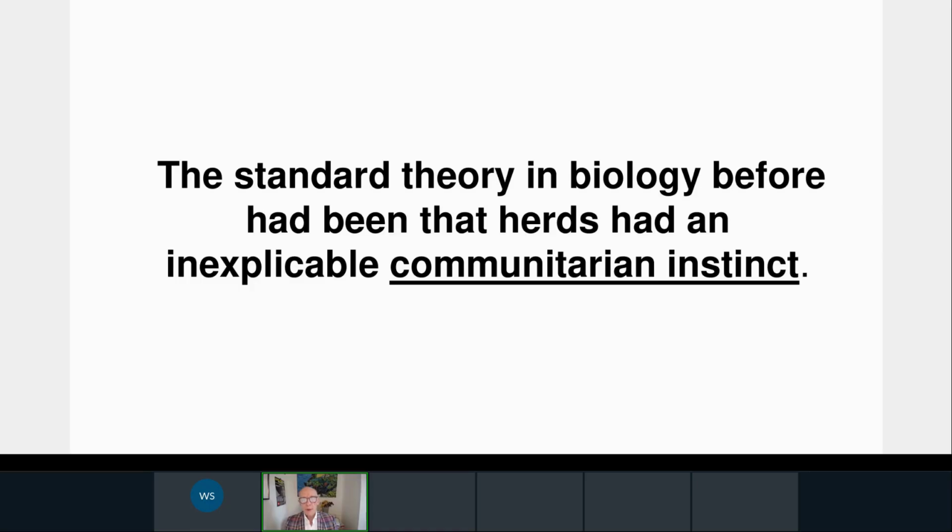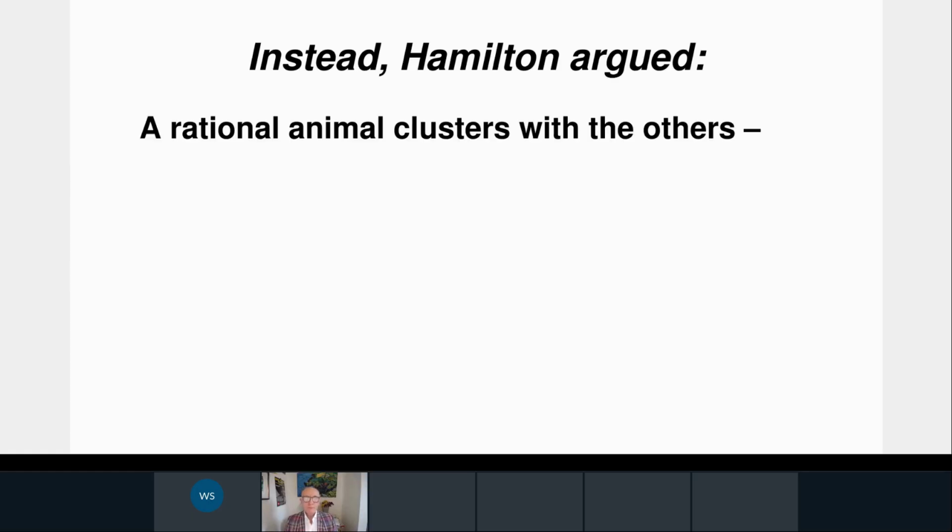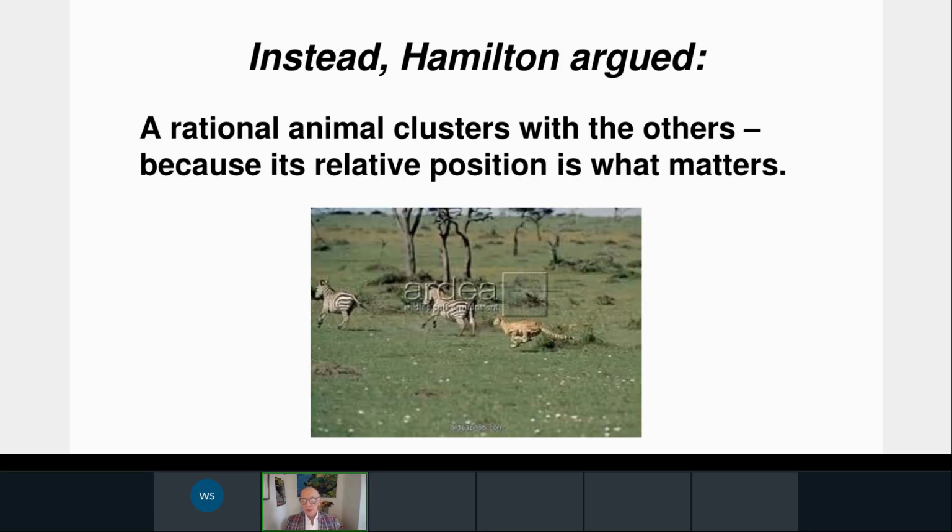Now, before Hamilton, the theory of herd behavior was much more like an assumption, you might say. It was believed by zoologists that animals had some sort of communitarian instinct. They just clustered together, driven by instinct. That's obviously not an explanation, more like a statement of the facts to be explained. Hamilton argued, very much like a microeconomic theorist, actually, I don't know whether he ever studied any economics, that a rational animal clusters with the others because its relative position is what matters. So an animal in the field or under the surface of the ocean and so on has a utility function that is defined on its relative position, that is, position relative to the other animals.